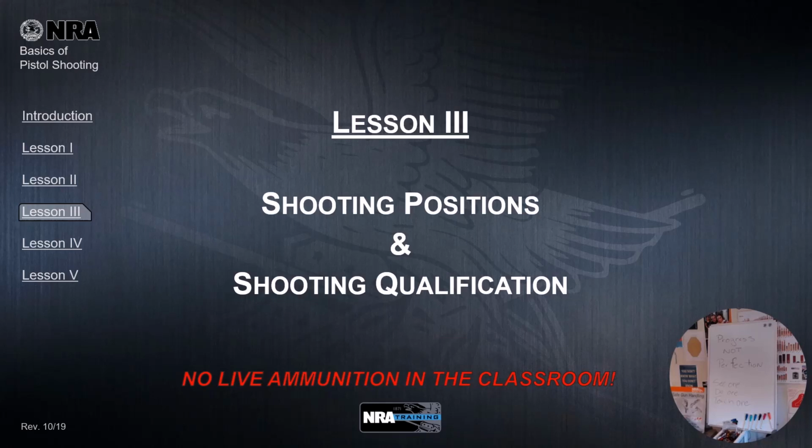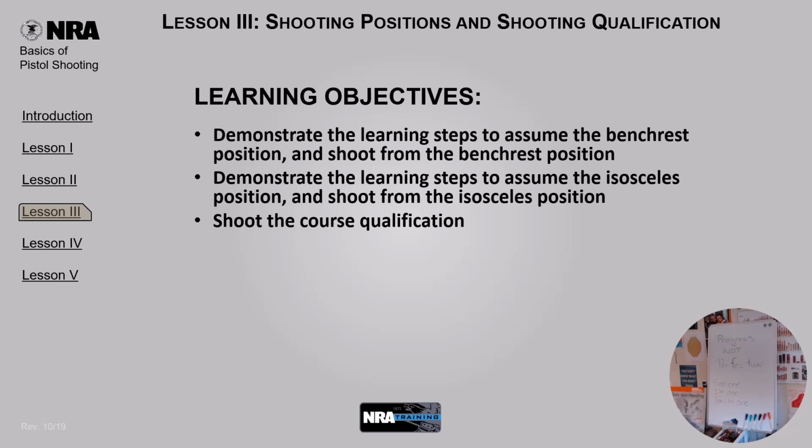All right, lesson 3, shooting positions and shooting qualification. Learning objectives. Demonstrate the learning steps to assume the bench rest position and shoot from the bench rest position. We are not doing that. Demonstrate the learning steps to assume the isosceles position and shoot from the isosceles position. Yes. And then shoot the course qualification.